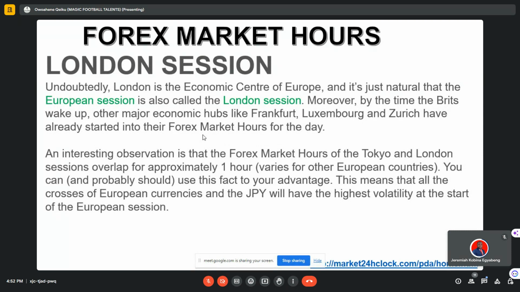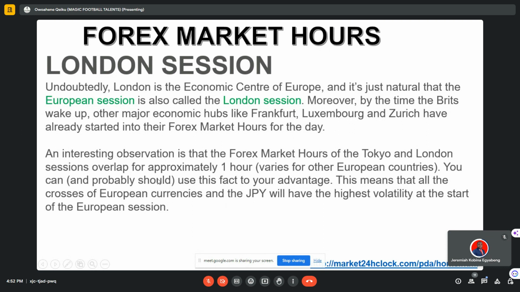An interesting observation is that the forex market hours of the Tokyo and the London sessions overlap for approximately 1 hour, and vary for other European countries. Use this to your advantage. This means that all the crosses of European countries and the JPY will have the highest volatility at the start of the European session.